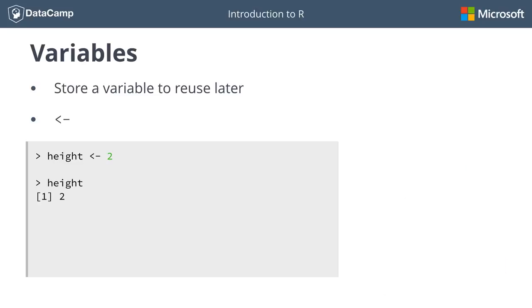We can do a similar thing for the width of our imaginary rectangle. We assign a value 4 to a variable width. If we type width, we see that indeed it contains the value 4.